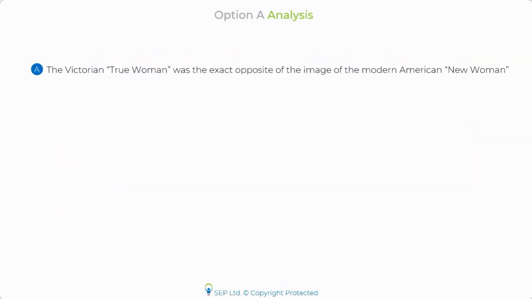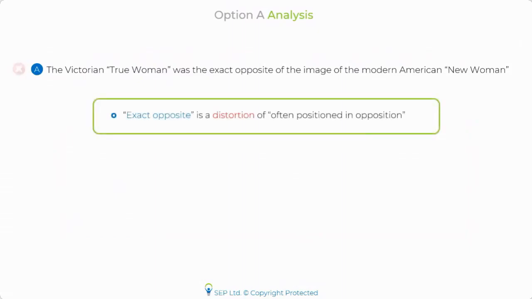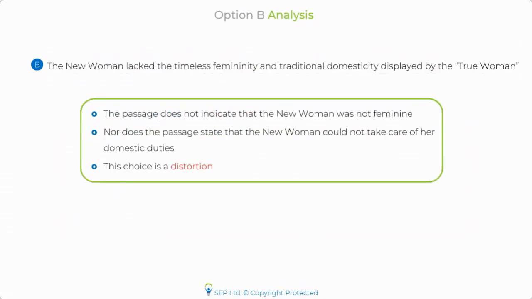The Victorian true woman was the exact opposite of the image. Now, as I've already discussed, exact opposite, no. She was often positioned in opposition. That means she was often compared, which does not mean she was the exact opposite. Remember, the new woman could be anything. She could be a house worker also. She need not be the exact opposite of the true woman. She could differ, but she need not be the exact opposite. So A is incorrect.